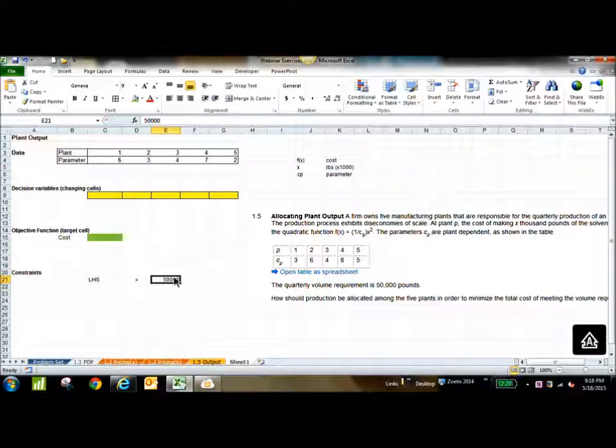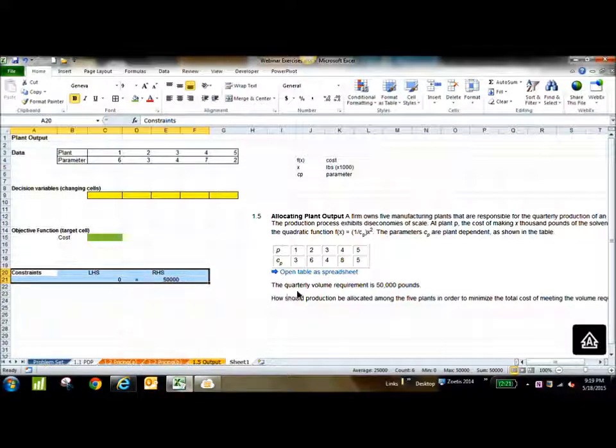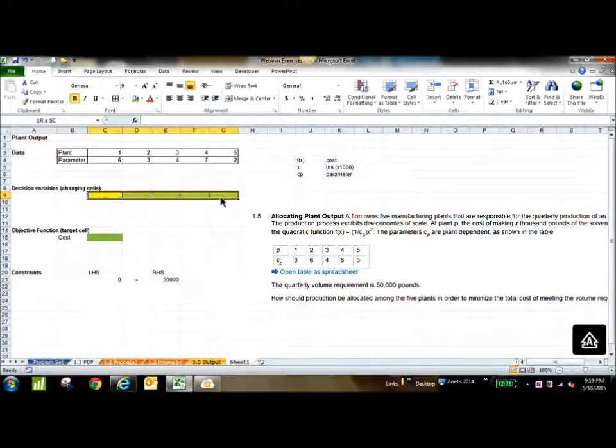This is the constraint. This is my right-hand side. I have my symbol. What is my left-hand side? So let me take this up here, just one. What does this represent? We know this is a formula. What does it tie? It ties all of these: the sum of all of these, whatever the solver comes up with, has to be equal to 50,000 pounds. So I fulfilled my constraint requirement. The quarterly volume requirement is 50,000 pounds. The total requirement is equal to 50,000 pounds.